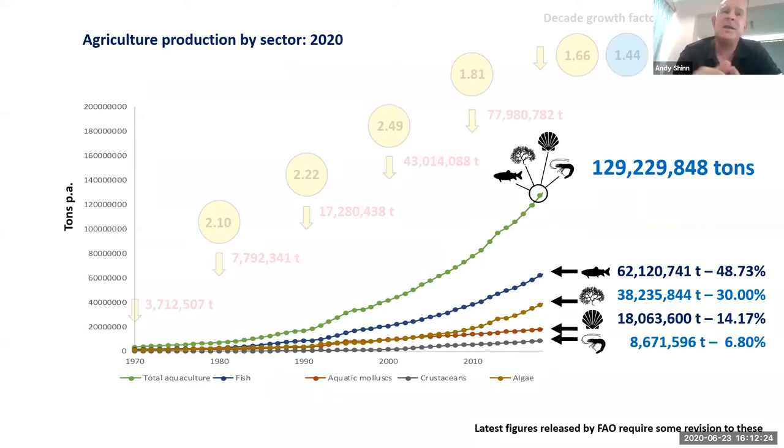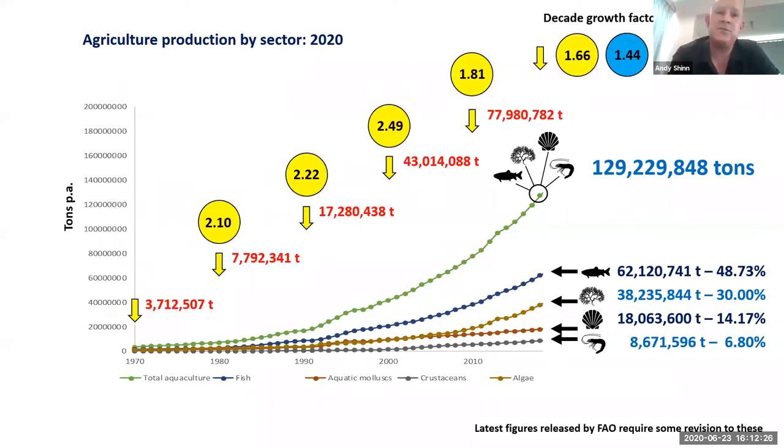But if you look at these figures, first of all in red, this shows aquaculture production every 10 years. And then the figures in yellow show by how much the actual aquaculture production is increasing. So we can see for us at the moment, we only have comprehensive figures up until 2017, and we're already about 1.44 times greater production than we produced in 2010. And if things continue to go the way we are, we should have an aquaculture increase of around 1.66. So the industry is looking pretty good.